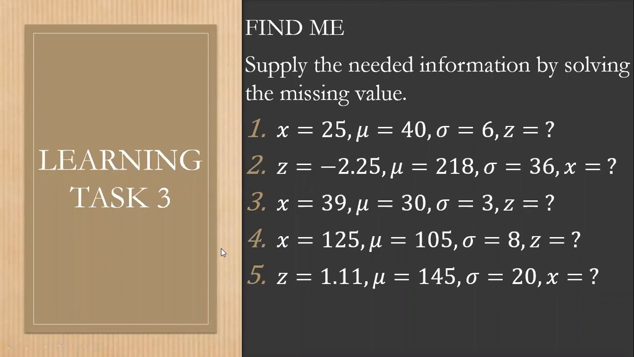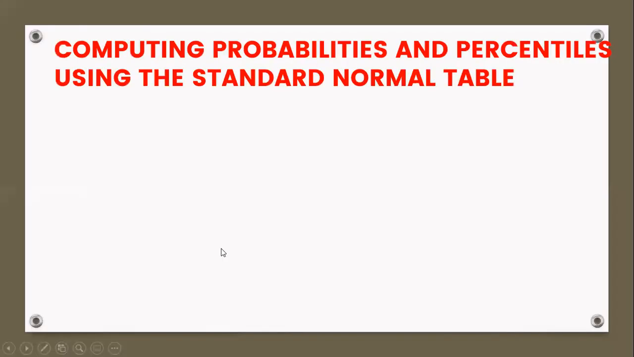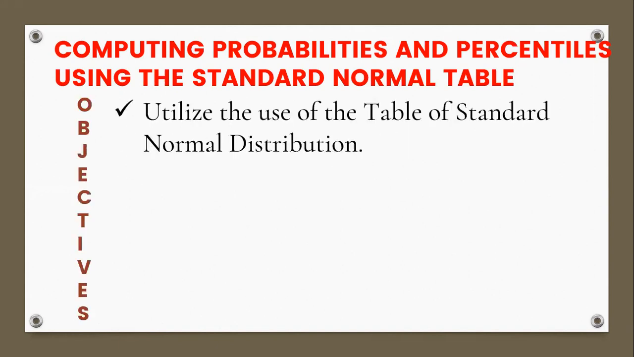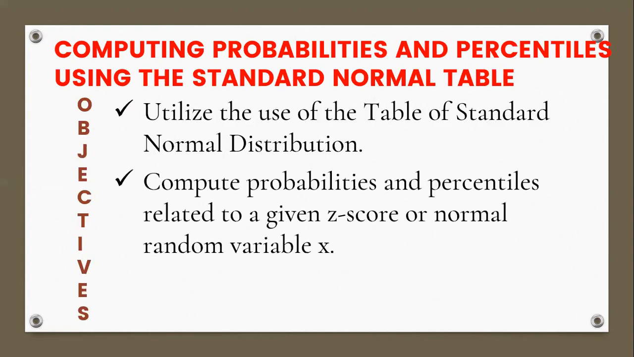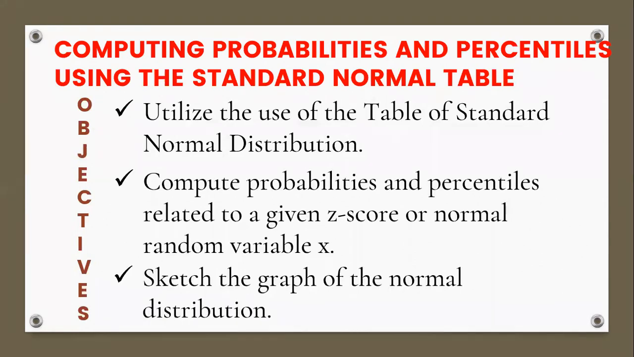Okay. So let's proceed now with the third module. And the third module is entitled Computing Probabilities and Percentiles Using the Standard Normal Table. Okay? Actually, this is just the same as module 1 today. Ano po? Gagawin lang natin siyang percentage para makuha yung probability niya.